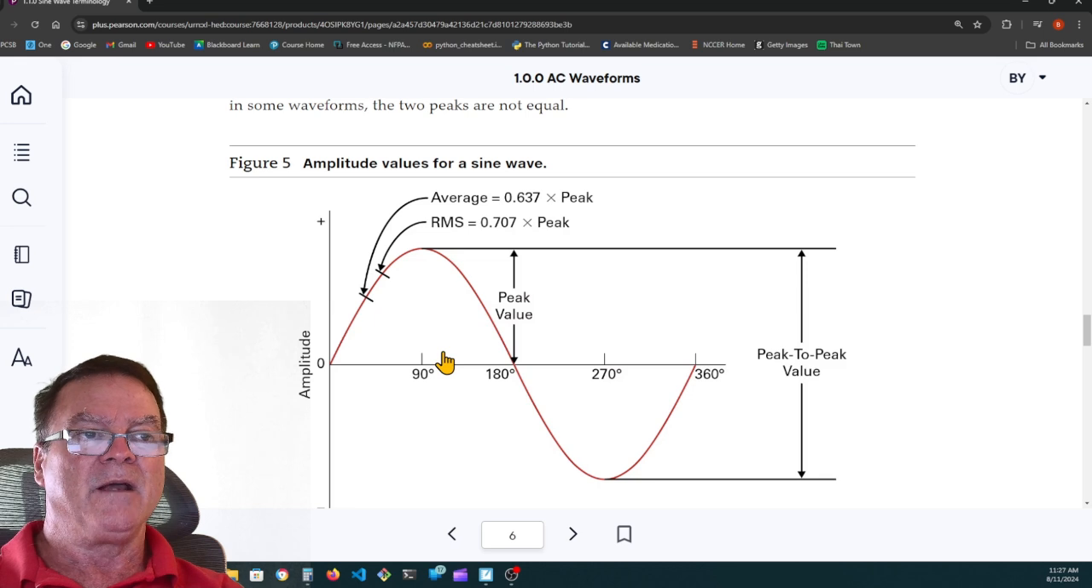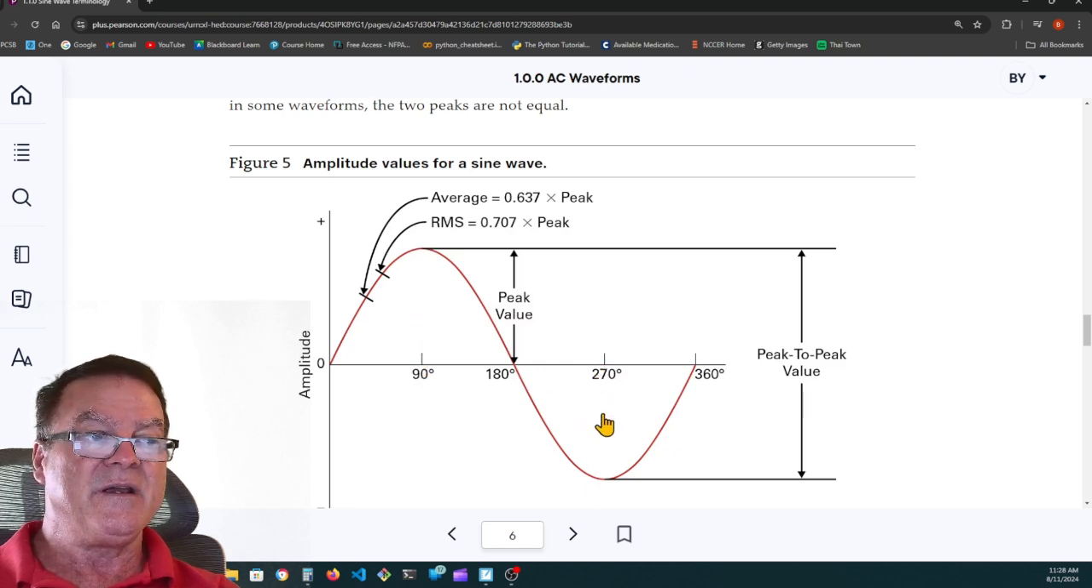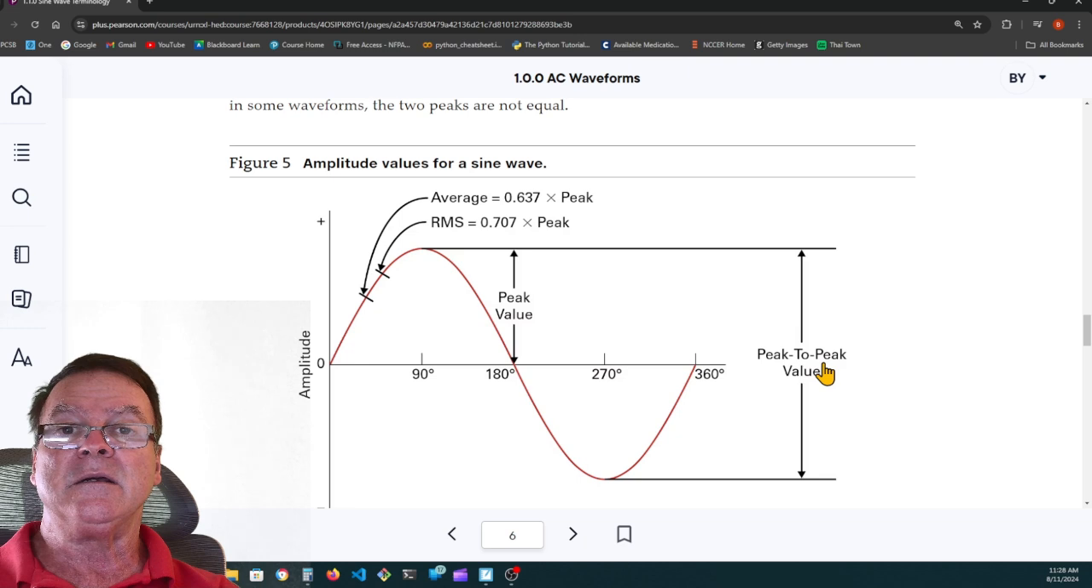Okay, so let's go over our vocabulary. Half of the sine wave is an amplitude, a positive amplitude or a negative amplitude. The entire sine wave is called one cycle. The highest value in either the positive or the negative amplitude is the peak, the positive peak and the negative peak. And the value between the positive peak and the negative peak is called the peak to peak.